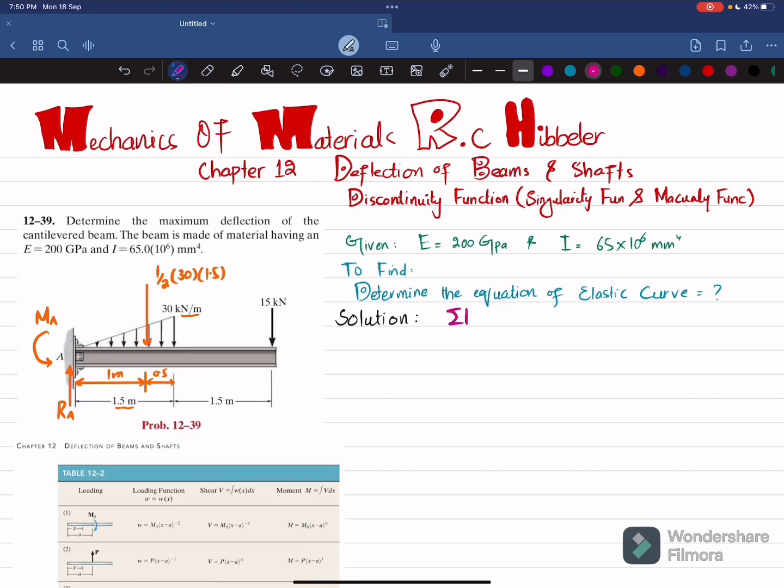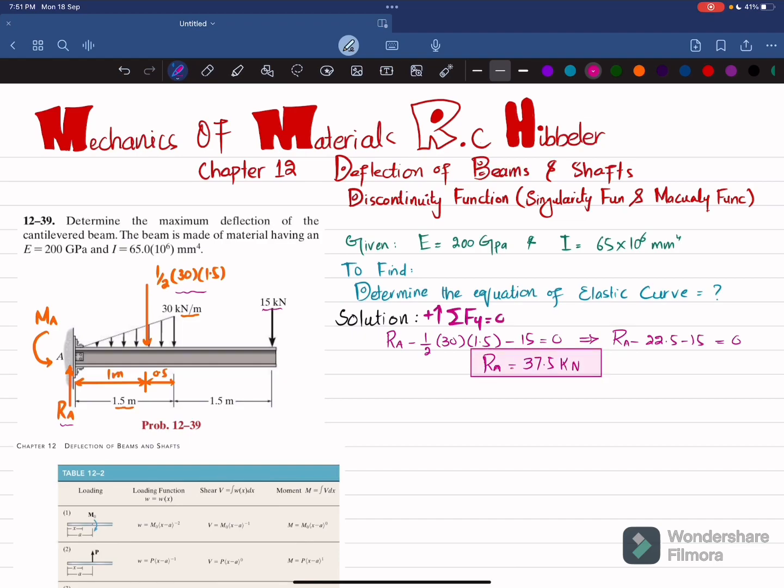Now we will apply the equations of equilibrium for finding this Ra and Ma. So the first equation of equilibrium is that the sum of all forces in the y direction must be equal to 0, and upward force is taken as positive. So one force is Ra, the second one is this one, and the third one is this one. Their sum must be equal to 0. So Ra is upward, so we write Ra plus. The other one is downward, so 1/2 × 30 × 1.5. And the third one is 15, which is also downward, so their sum must be equal to 0. So from here we will have Ra minus 22.5 minus 15 equal to 0, and this Ra will be equal to 37.5 kilonewton. Okay, so this is the value of Ra.